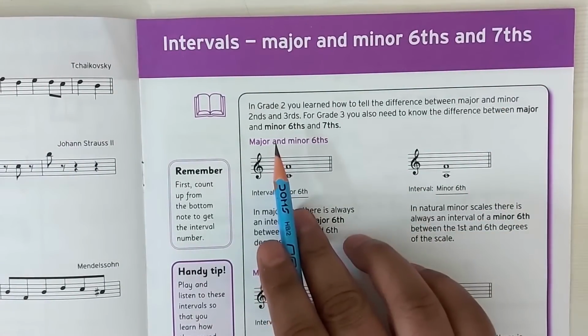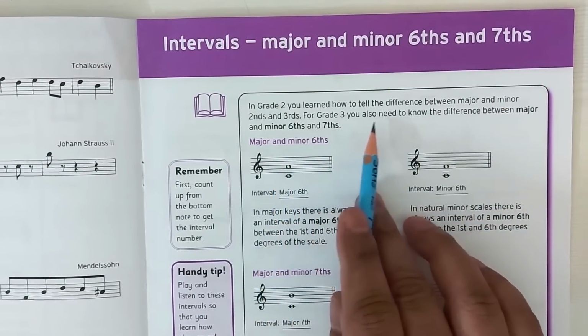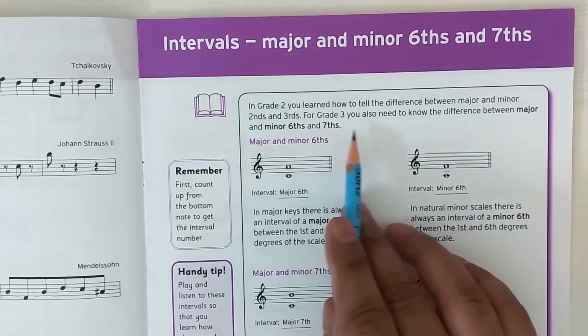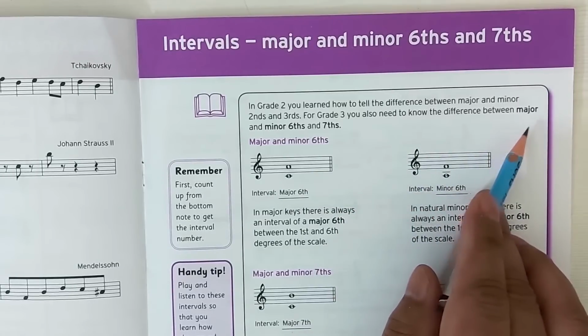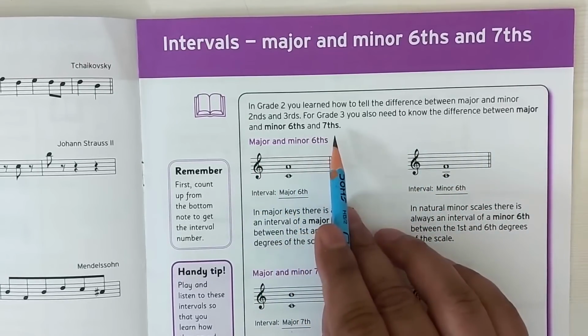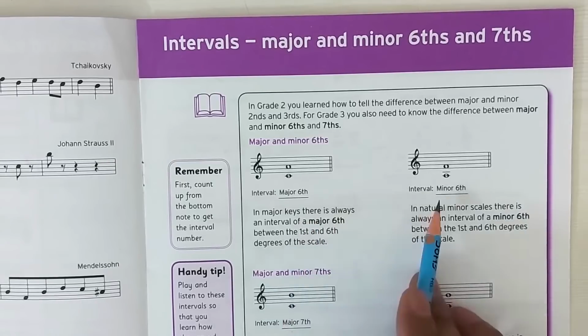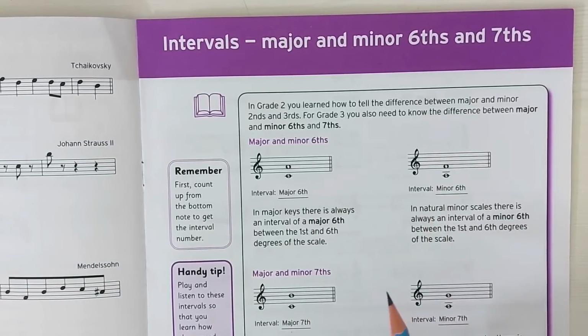So you can read here, in Grade 2 you learned how to tell the difference between major and minor second and third. For Grade 3 you also need to know the difference between major and minor sixth and seventh. So they have shown the difference between major and minor sixth and seventh here.